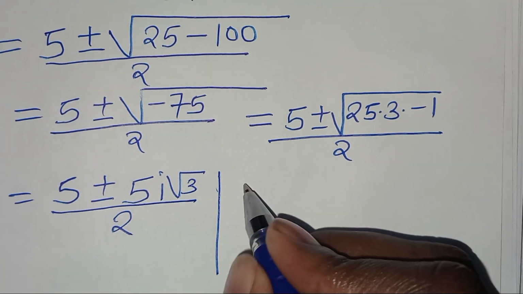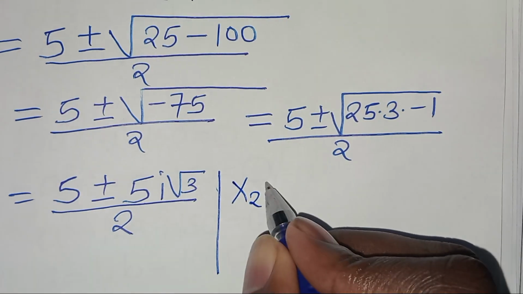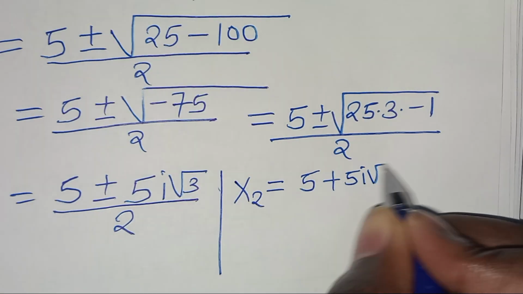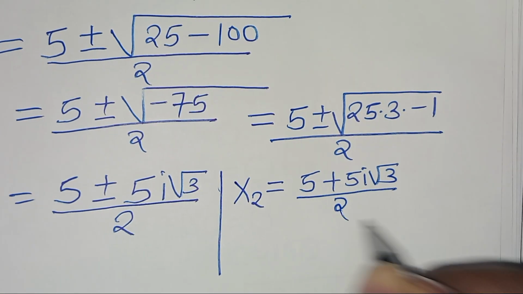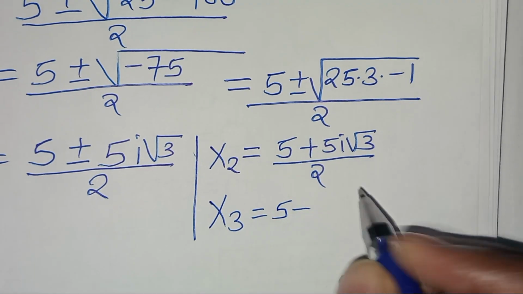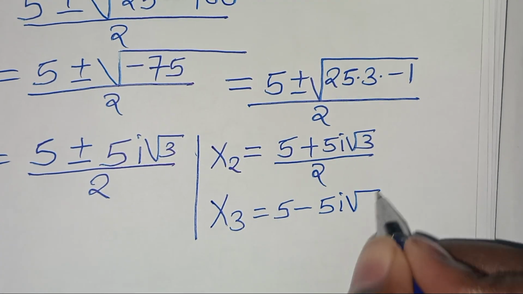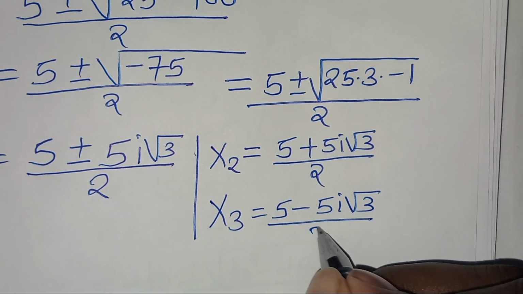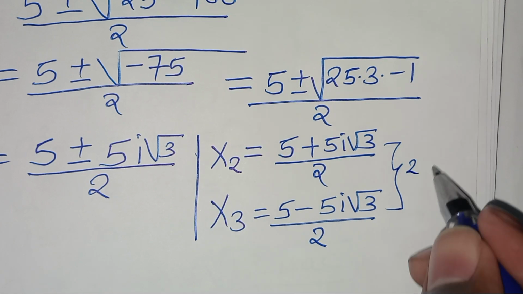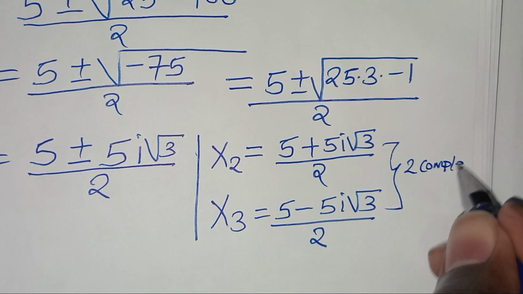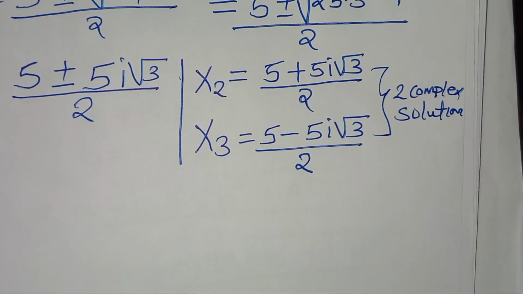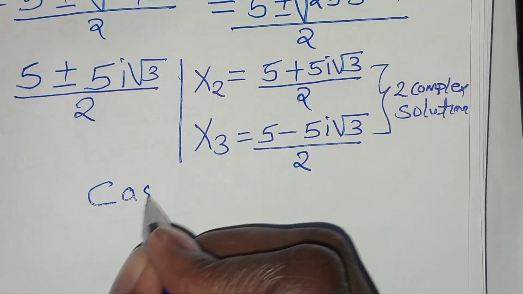So this implies that x2 is equal to 5 plus 5i square root of 3 divided by 2, and x3 is equal to 5 minus 5i square root of 3, everything here divided by 2. Now, these are two complex solutions. These are two complex solutions under case 1. Let's proceed to case 2 from here.